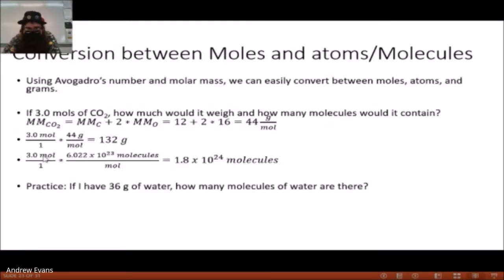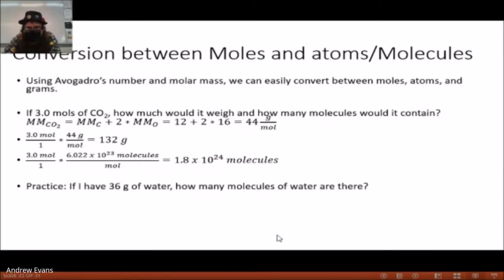Doing the other way, moles to molecules, setting up moles on top, moles on bottom. So 3 times 6.02 times 10 to the 23rd gives us 1.8 times 10 to the 24th.